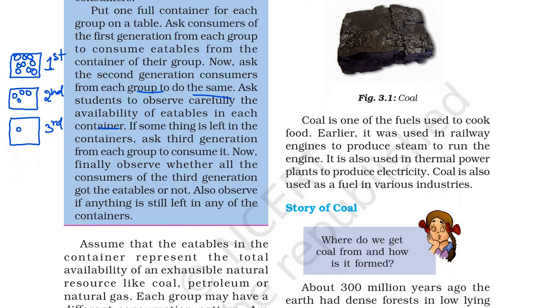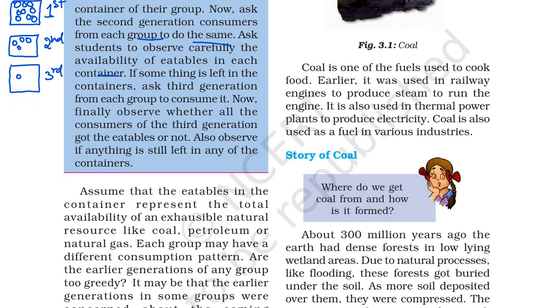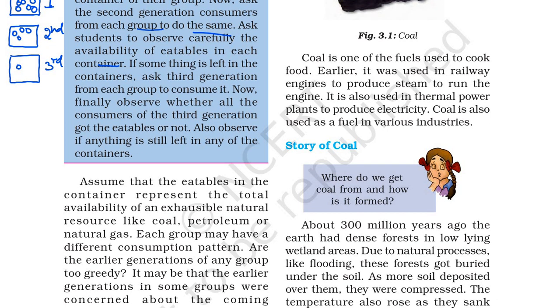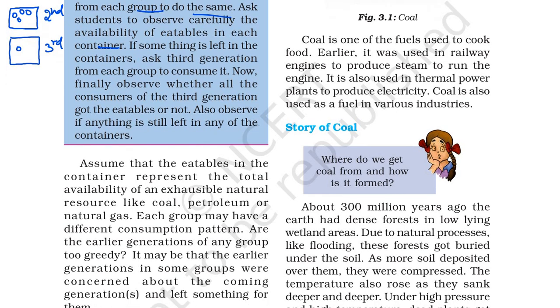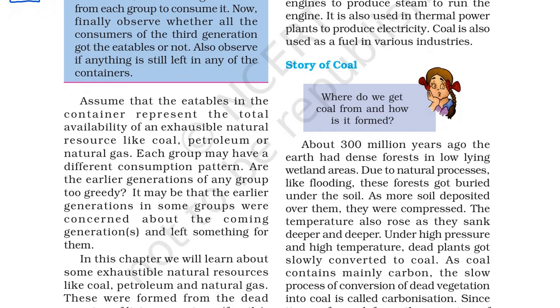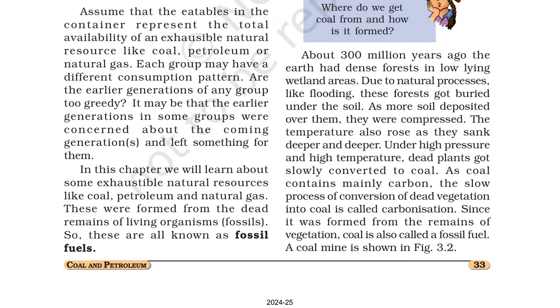So they are basically trying to make us understand how the next generation would survive on these small parts we are leaving for them. So it is important that we shouldn't be greedy, and whatever we can save, we should save for our coming generation. So that's what it says. So here in this case it says each group may have a different consumption pattern. That's what we have understood.